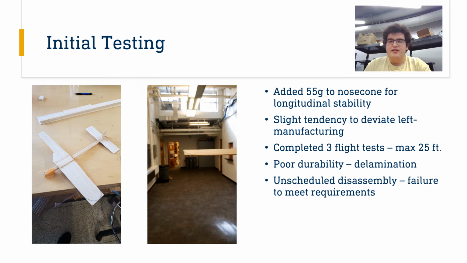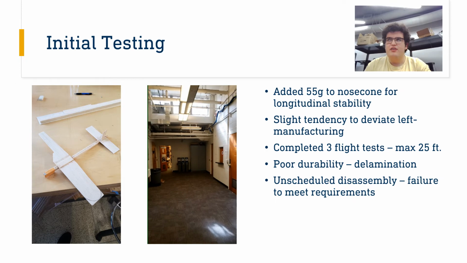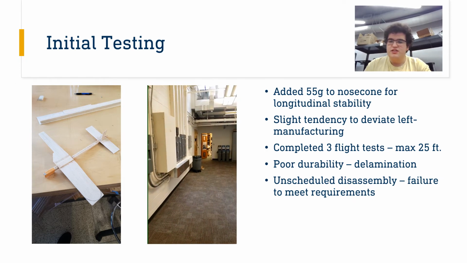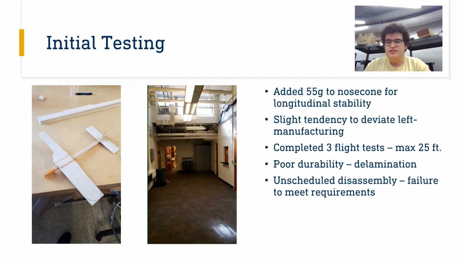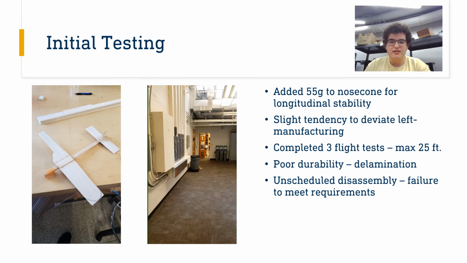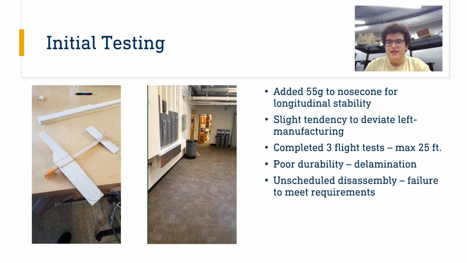We found that the glider had a slight tendency to deviate left, probably due to some manufacturing mistakes. Most likely the wing was not mounted perfectly perpendicular to the body, and so we had more induced drag on one side of the vehicle, which caused it to veer off course. We completed a total of 3 flight tests, with the maximum being 25 feet, as shown in the video.